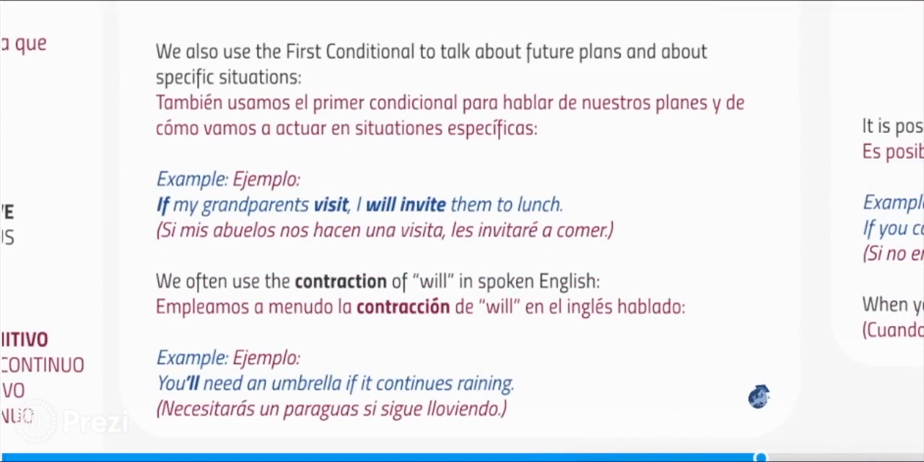We also use the first conditional to talk about future plans and about specific situations. Example: if my grandparents visit, I will invite them to lunch. We often use the contraction of will in spoken English. Example: you'll need an umbrella if it continues raining.